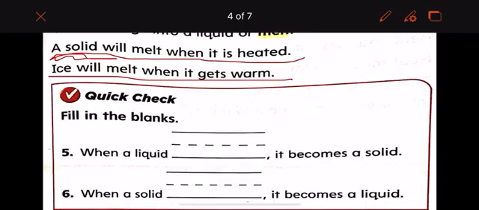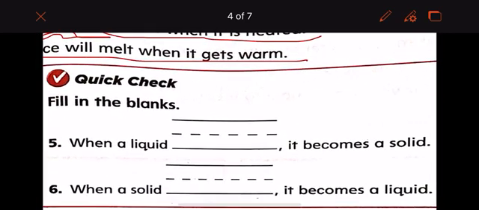Okay, let's solve the quick check together. Okay, when a liquid, just like the water, what happens? It becomes a solid. By what? What did we do to the liquid? To become solid, we freeze liquid. We freeze liquid.